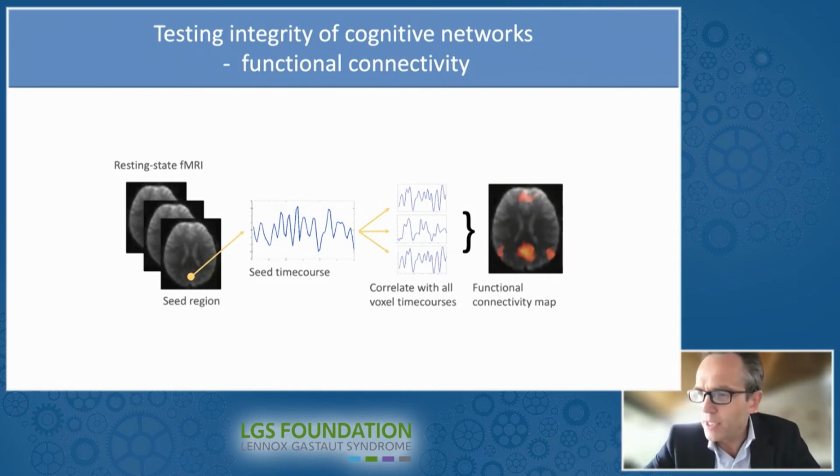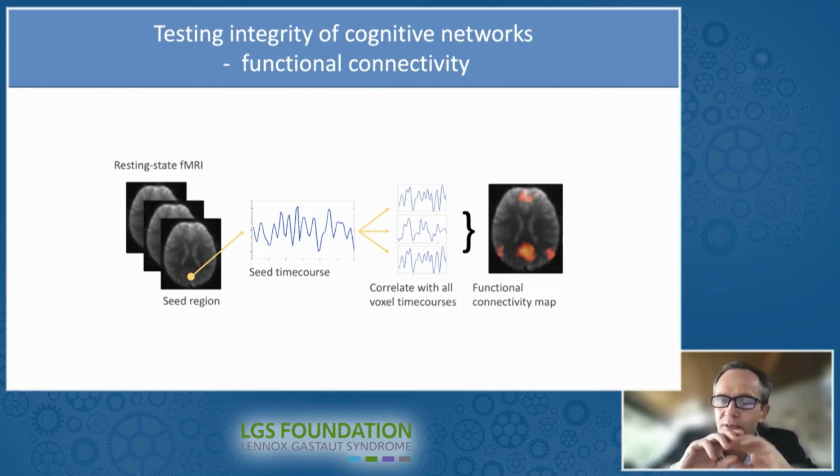Now, functional connectivity has been shown to reveal key networks in the brain, for example, the sensory motor system, with the same clarity as when people are doing an actual functional activation task. So it's a very useful tool for understanding key brain networks.